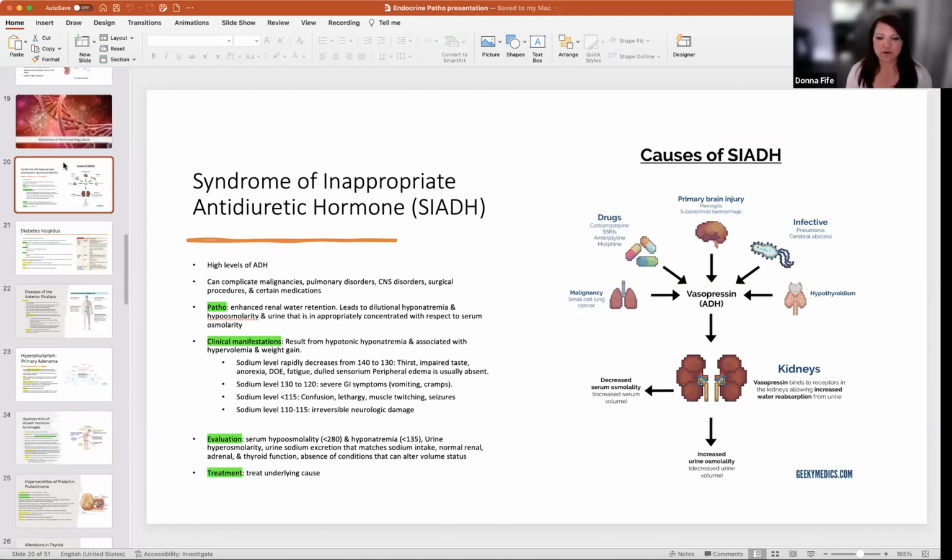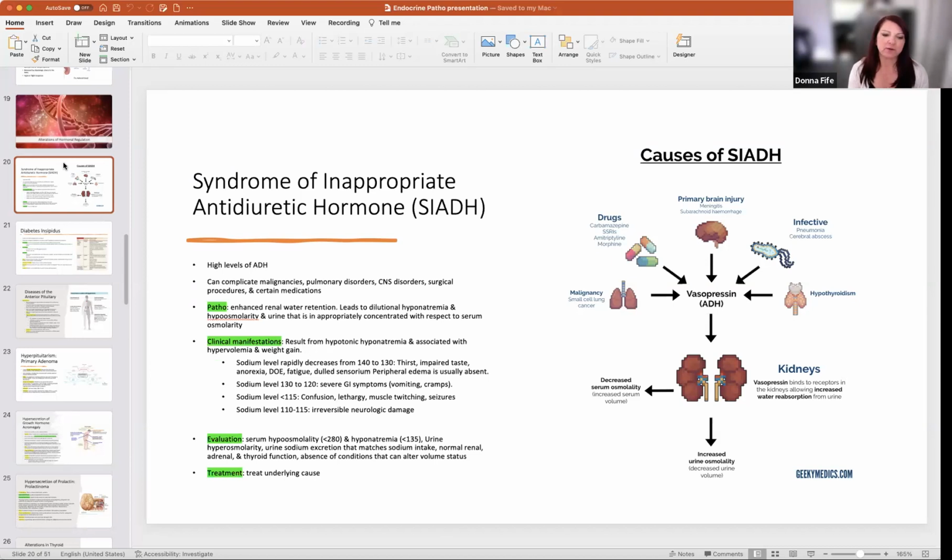The patient may have thirst, impaired taste, anorexia, dyspnea on exertion, fatigue, dulled sensorium, and peripheral edema is usually absent. When the sodium level is from 130 to 120, there are severe GI symptoms, including vomiting and cramps. When the sodium level is less than 115, the patient may have confusion, lethargy, muscle twitching, and seizures. And with a sodium level from 110 to 115, there can be irreversible neurological damage.